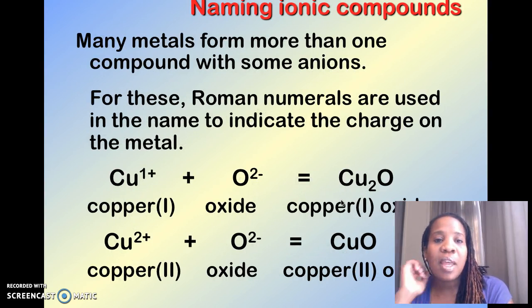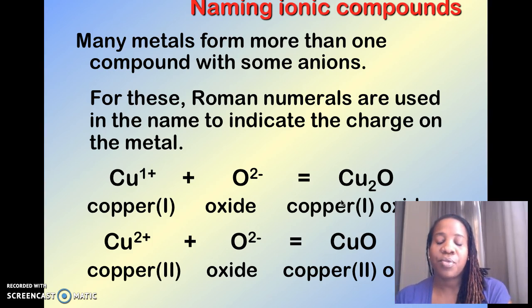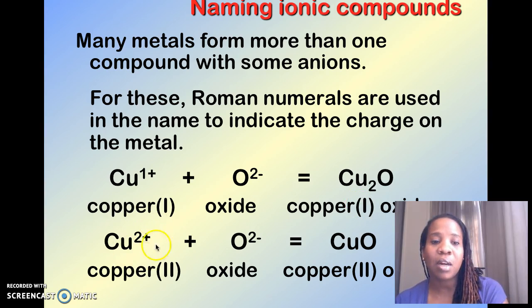What about when there's a transition metal? Now this is a little bit trickier because there now you will have to specify in the name what the charge is on that first element. So in this case, copper has a charge of +1, so it's copper 1 oxide. Here, copper has a charge of +2, so it's copper 2 oxide.